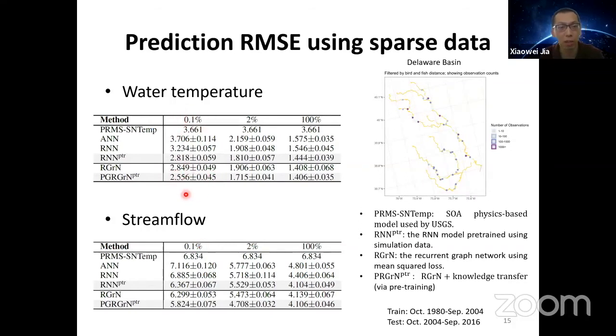And the reason is because we do the pre-training using a large amount of simulation data, because we can always generate simulation data for every single date and for every river segment. So after pre-training the model using a large number of simulation data, we can get a good initialization point for this machine learning model, and then it can be fine-tuned using very little true observation data.